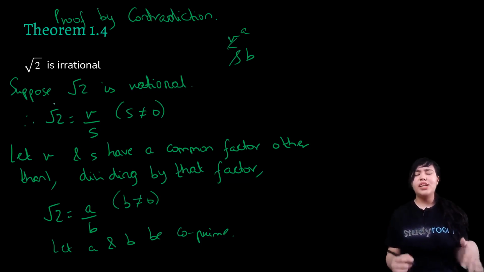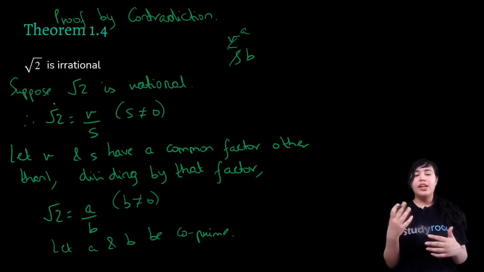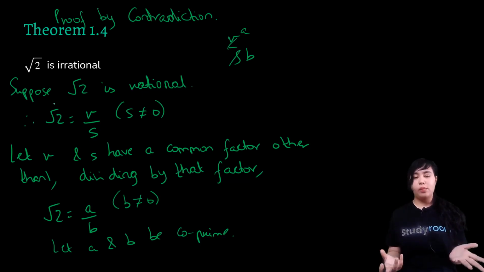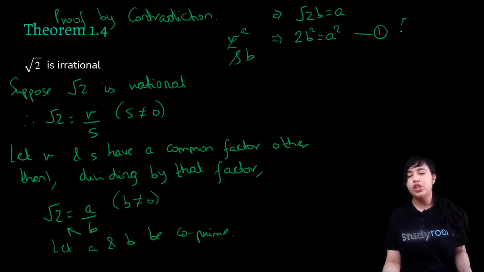So till now what we've done is we've assumed root 2 is rational, so it can be written as r by s. Now r and s have some common factors, so dividing by that common factor simply gave me root 2 as a upon b. Now you make use of cross multiplication, and here you will get root 2 b is equal to a. Then you do squaring both sides, you will get 2b square is equal to a square. Make this as equation number 1. It has been obtained by squaring both sides.